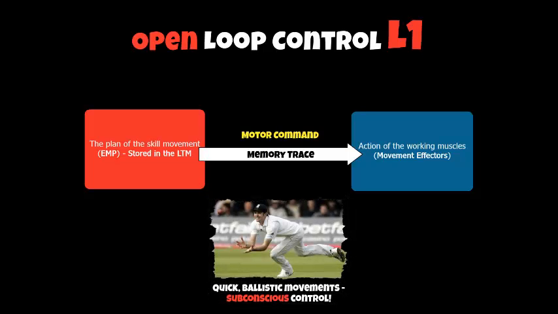Now open loop control, because it is just the motor program getting sent to the muscles effectively, it is really good for quick ballistic movements or very quick and rapid skills that you need to do, because it's literally grab the motor program, send it to the muscles, and therefore it is under subconscious control. It can be done rapidly. A good example of this is a reaction catch in cricket. So the ball is flying towards you, you don't have time to think, your brain has to grab that motor program, send it to the muscles, and you have to perform, you have to catch.